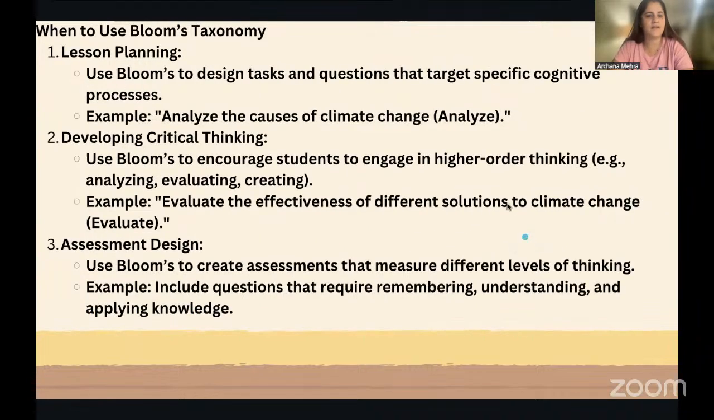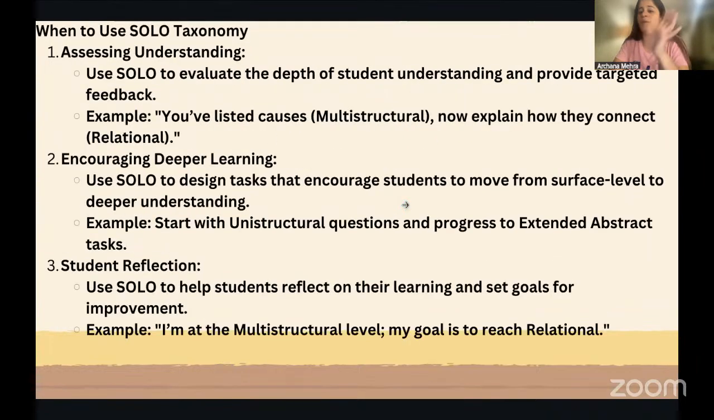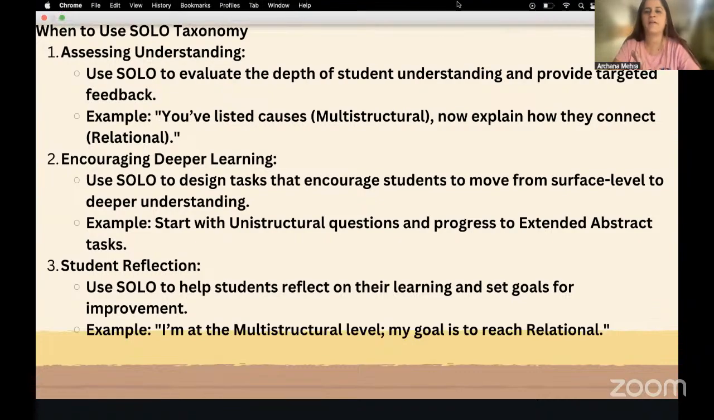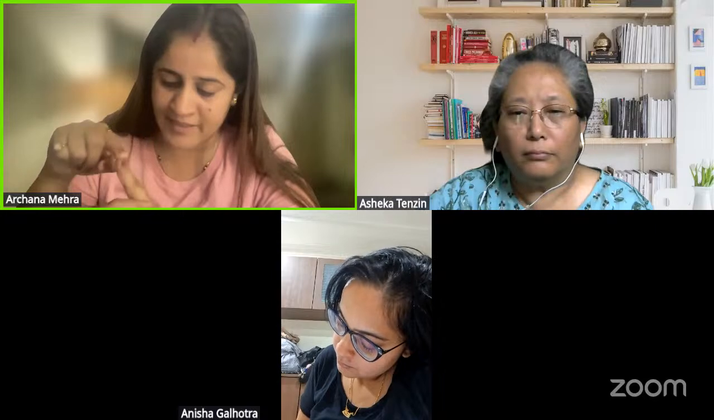Next is Bloom's. How are they related, this will come towards the last, when Bloom's taxonomy is also explained. Yes, this was all about SOLO taxonomy. It is level based, to push the child from one level to the other level. We utilize it for giving constructive feedback, for assessing the child's understanding, and for student reflection.